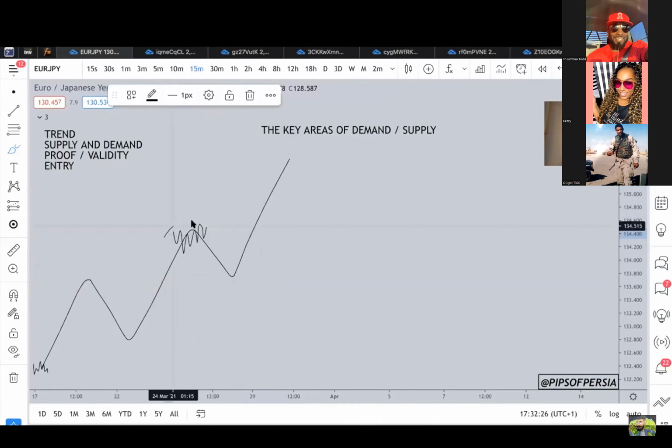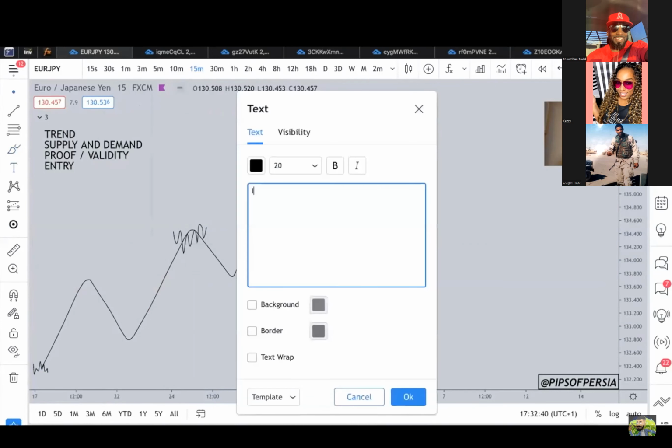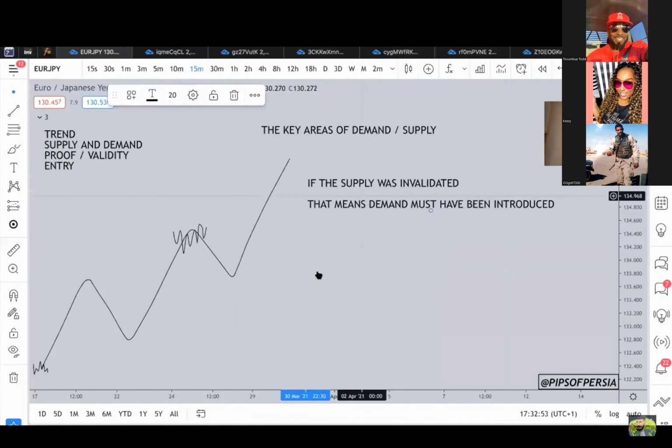Either way, that area of supply was not substantial. Therefore, it got broken to the upside, right? And I want to kind of ask myself the question as to why. And what is now my new area of demand? Because if the supply was invalidated, that means demand must have been introduced. If the supply was invalidated right over there, that means demand must have been introduced to invalidate that level. Otherwise, it's a supply level. You expect it to drop from there, as simple as that.